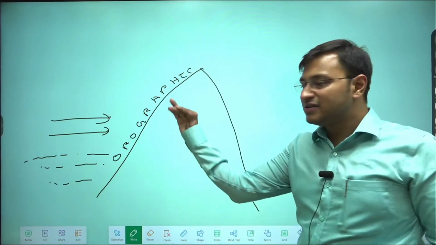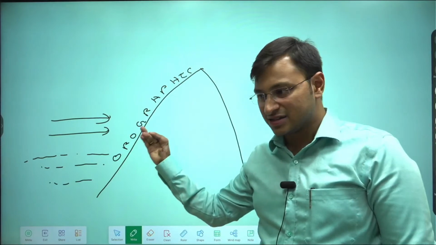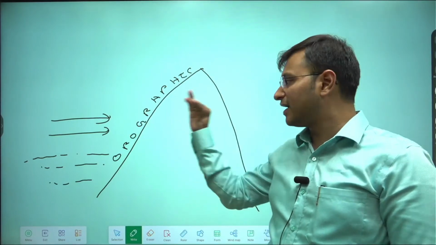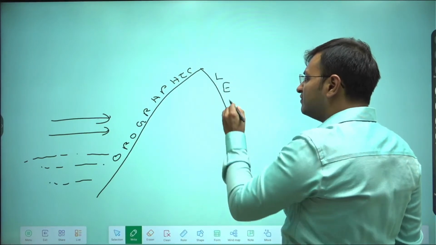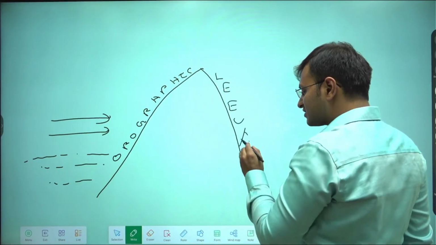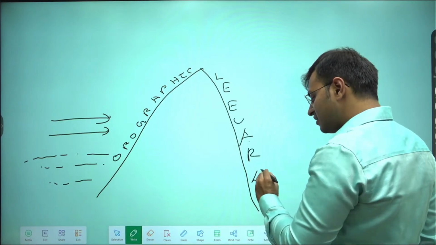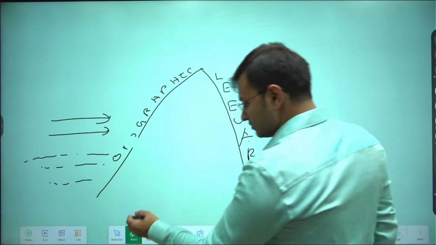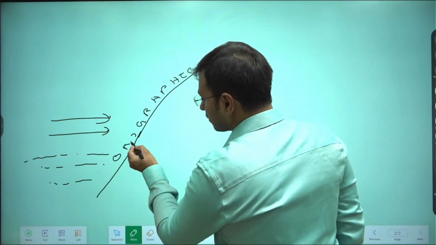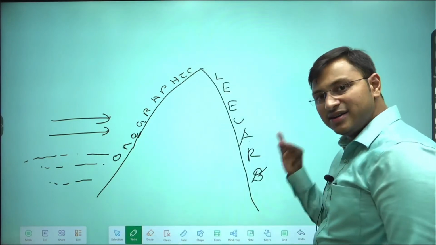The side which is facing away from the wind direction and which is facing towards the land, or which is opposite to this side, is called the leeward side. So this is the orographic side and this is the leeward side.